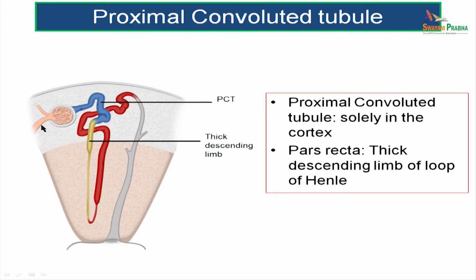Having studied the renal corpuscle, the detailed histological structure, we will move into the next structure, that is the proximal convoluted tubule. The convoluted part is solely in the cortex, and the distal part we call the pars recta of PCT, which is also given another name, the thick descending limb of loop of Henle, which is going to descend from the cortex into the medulla.